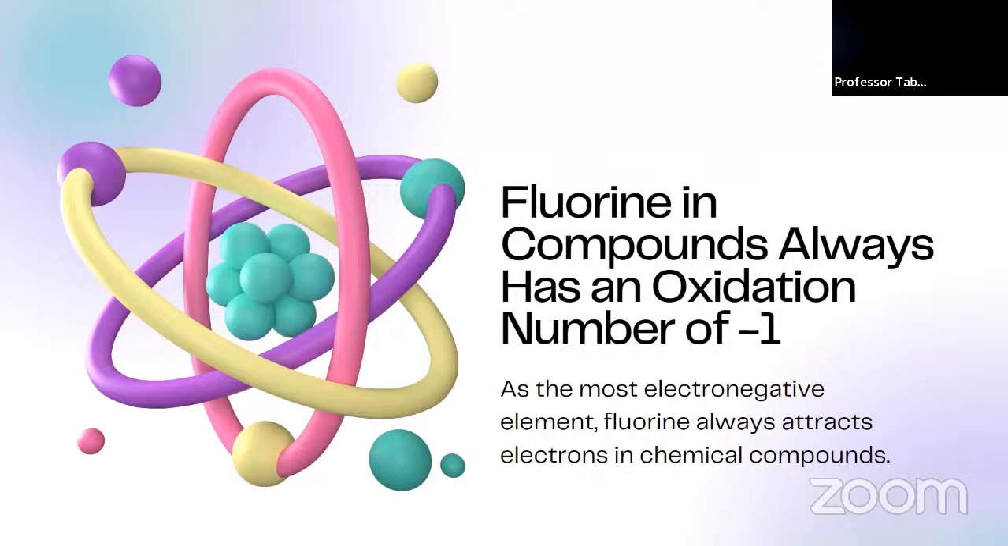Fluorine in compounds always has an oxidation number of -1. And as Shahad brought up a second ago, as the most electronegative element, fluorine always attracts electrons in chemical compounds. So with fluorine, it's going to have an oxidation number of -1.